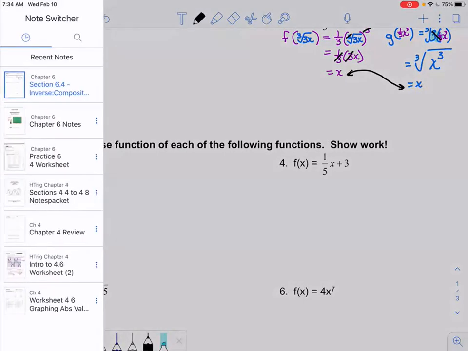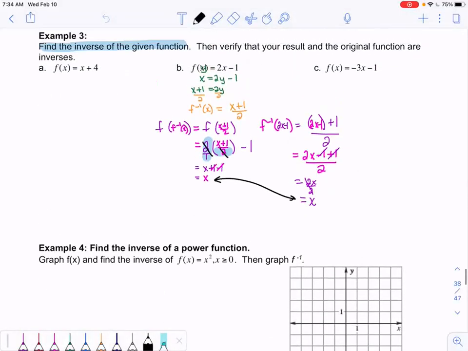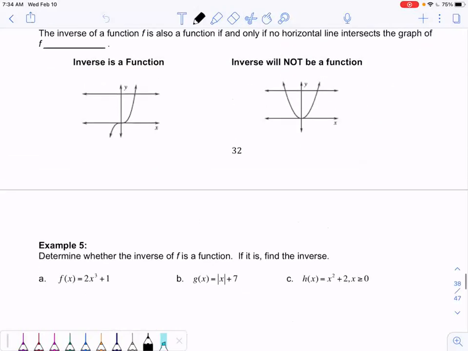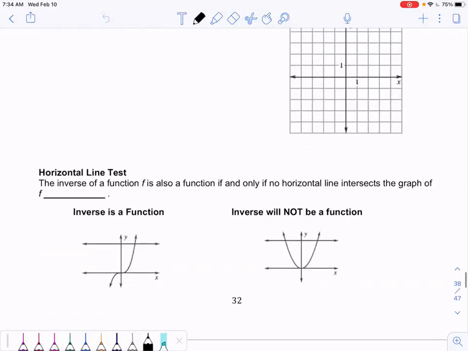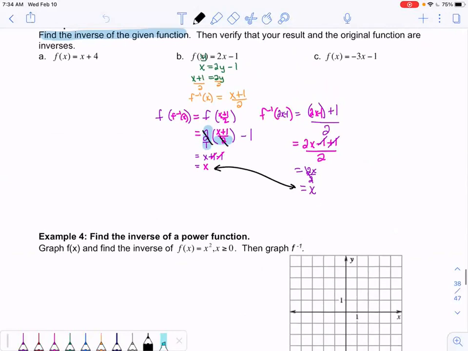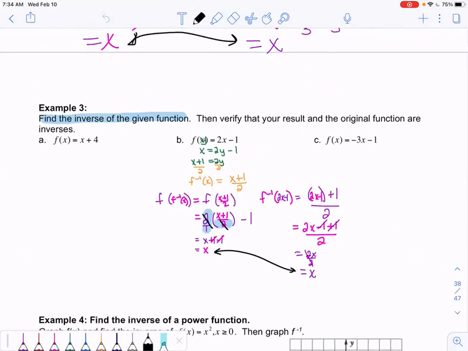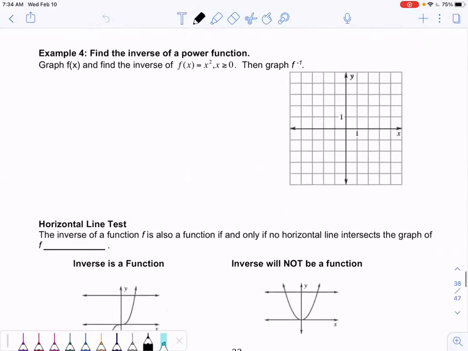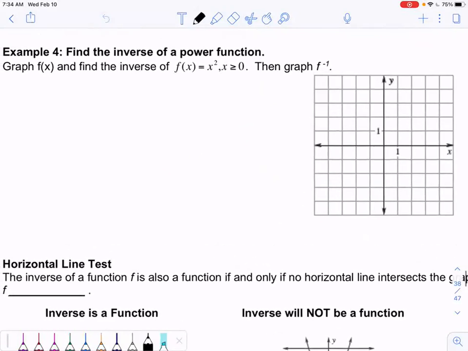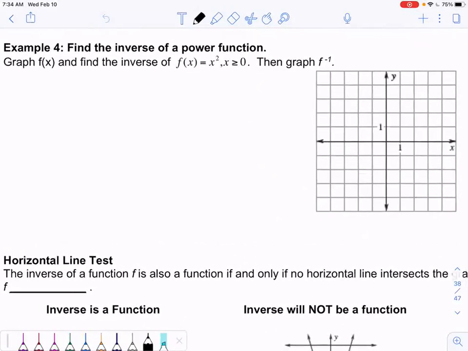So in your packet, we are on page 32. We're going to look at the middle of 32. Yesterday we did example 3. So we're going to go to example 4, which is right in the middle of 32. And this one actually starts us off by talking about graphing.